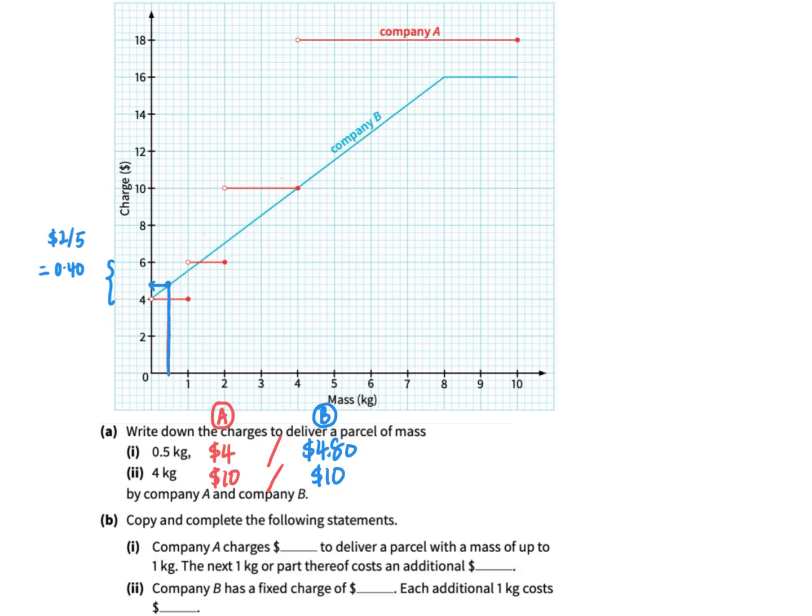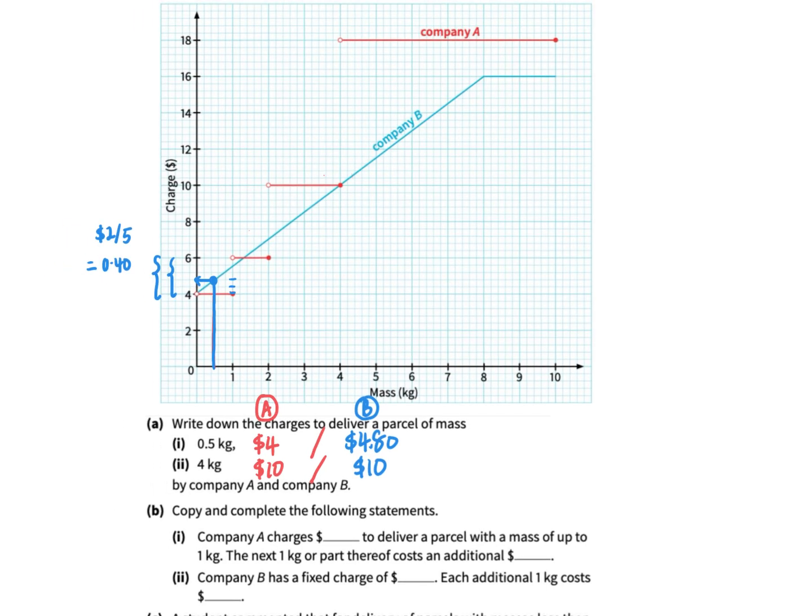Here, this point, right? 2 boxes. Because I figure out that one box is 40 cents. Because $2 divided by 5 boxes, each box is 40 cents. So 2 boxes is 80 cents. Okay? Yes, the one that is shaded.